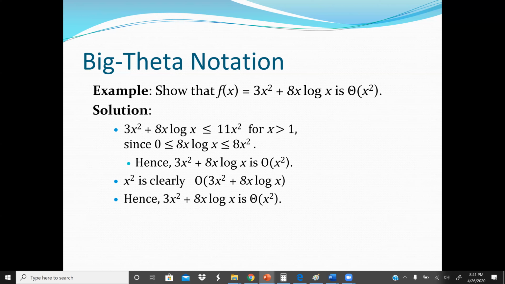So here we say that 8x log x should be less than or equal to 8x squared. We are solving the problem here. We take 3x squared to the right. We subtract it from 11x squared, so we get 8x squared. Hence, we said, okay, 3x squared plus 8x log x is big O of x squared. And x squared is clearly big O of 3x squared plus 8x log x. Hence, 3x squared plus 8x log x is big theta x squared.